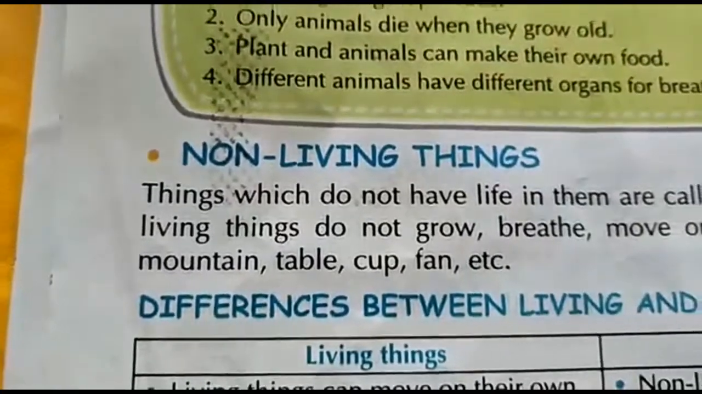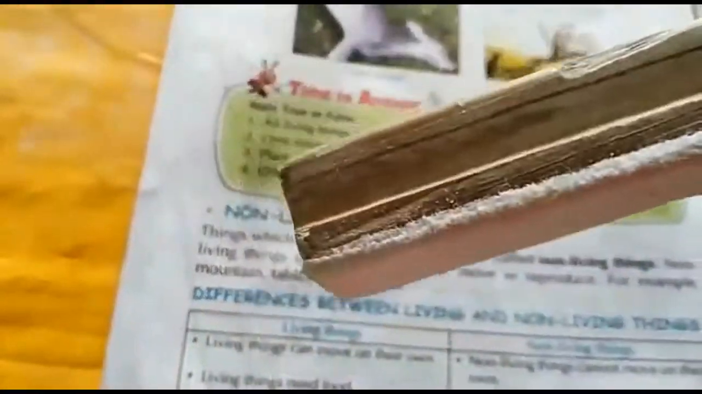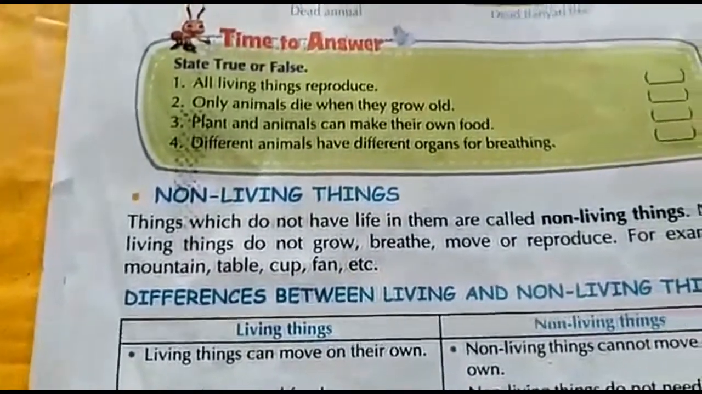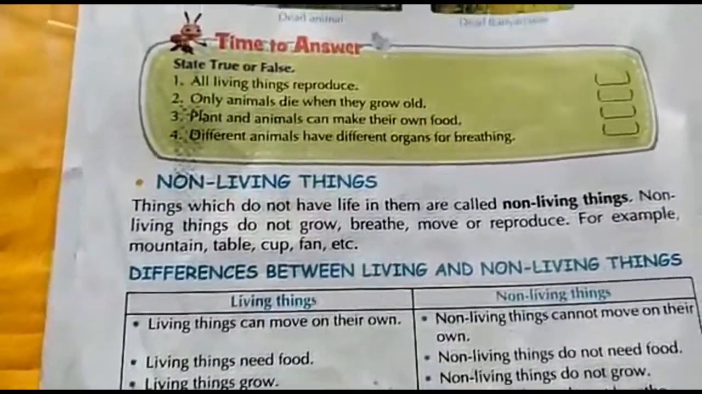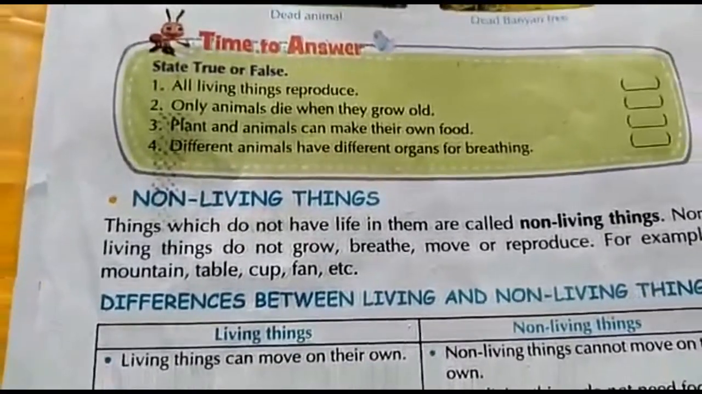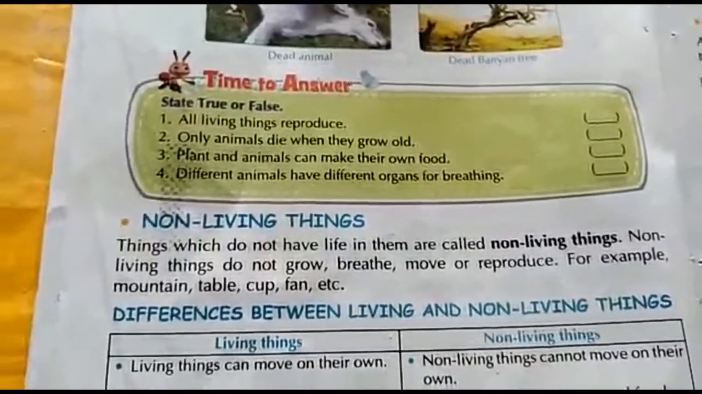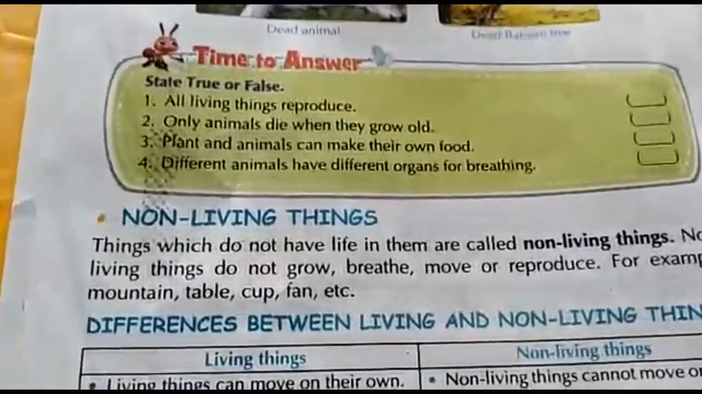What are non-living things? A duster, a piece of chalk, etc. are called non-living things. The things which do not have life in them are called non-living things. Non-living things do not grow, breathe, move or reproduce. Is it or not? We have observed a mountain, table, cup, fan, etc.